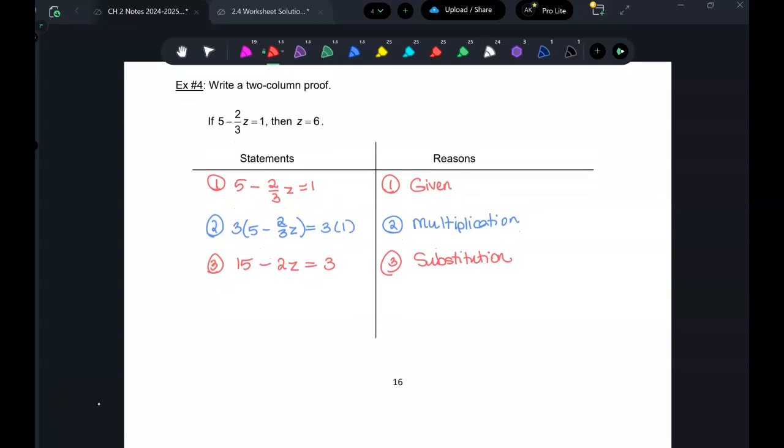Now remember, what am I trying to get? I'm trying to get z equals 6 at the end. So it's kind of like I know the answer. Would you subtract 15 on both sides? Yeah, I would subtract 15. So negative 2z equals negative 12. So this would be subtraction.